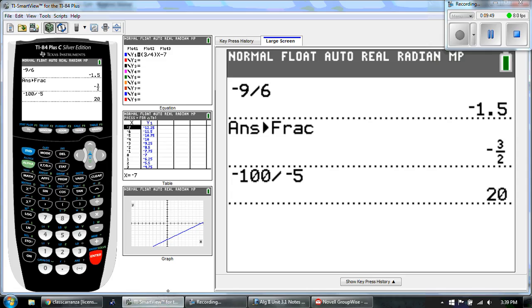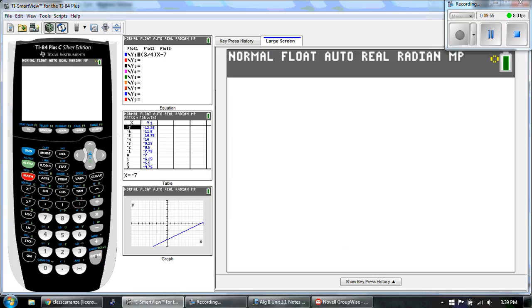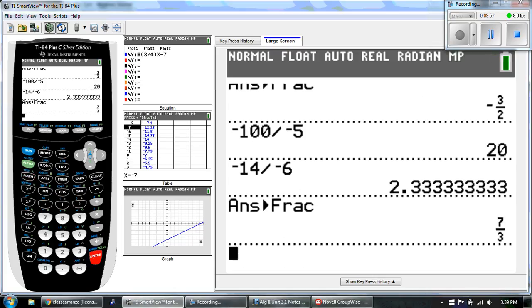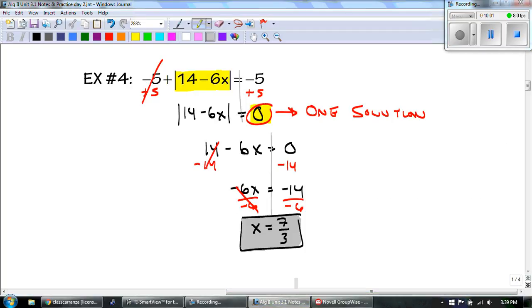And if you don't believe me, -14 divided by -6. There we go. Math, enter, enter. Got it right that time. Way to go, Mr. Grice.